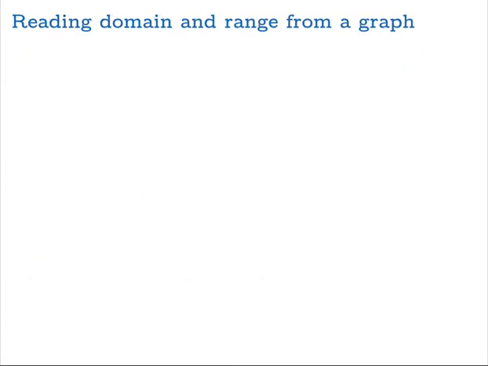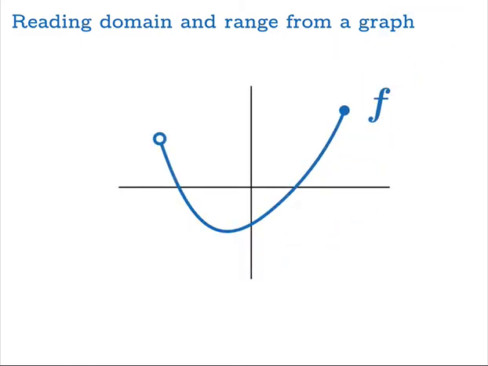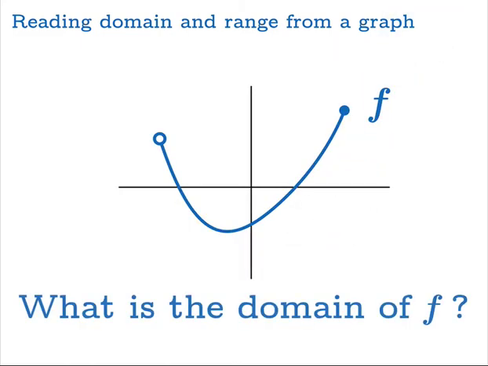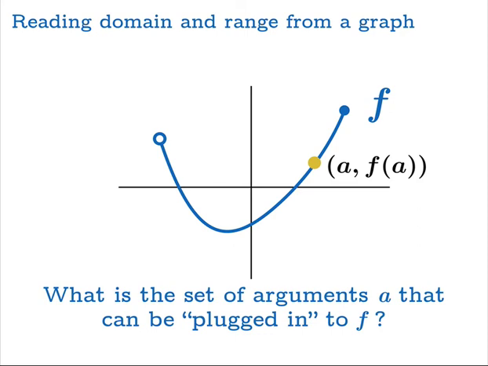And so how do you read domain and range from a graph? So suppose you have a graphical representation of your function, and you're asking the question, what's the domain? So you could just ask yourself, of all the points that are on the graph, let's figure out all the arguments I can plug in.